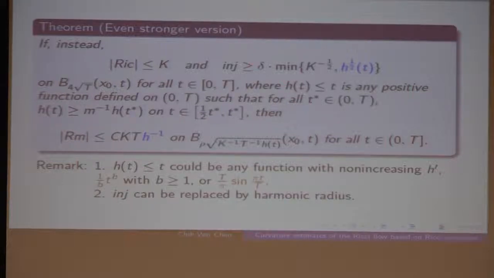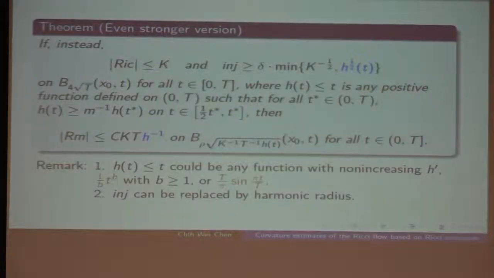Okay, so in fact, although our theorem involves injectivity radius, this lower bound is very easy to achieve. Yeah, but it's not an a priori assumption. You still need to look at the flow for all time, and then you can find the injectivity radius lower bound. So you cannot just look at the initial manifold and conclude anything.